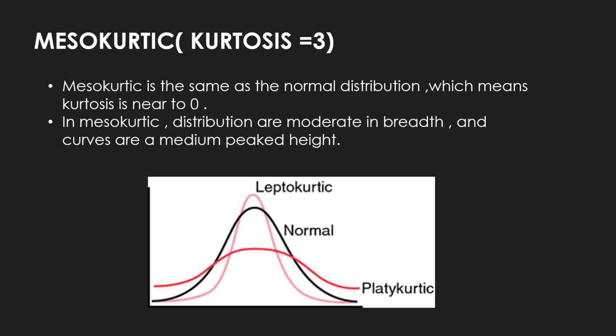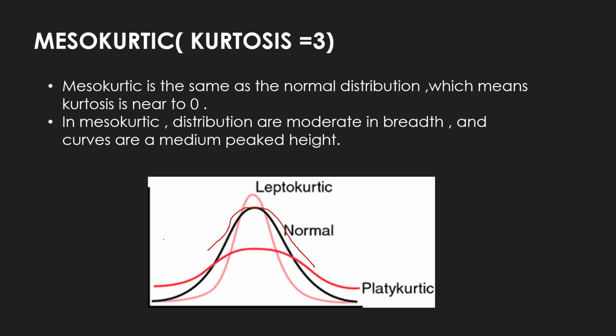So the mesokurtic curve: here kurtosis equals 3. Mesokurtic is the same as the normal distribution, which means excess kurtosis is near to 0. This is a mesokurtic curve, which is the same as the normal distribution. Mesokurtic distributions are moderate in breadth and the curves have medium peaked height.